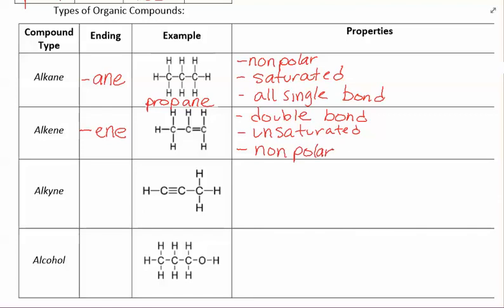So nonpolar, again, the electrons are being shared pretty equally throughout. This one still has 3 carbons, so it uses the prefix prop. And now we have the ENE, so it becomes propene. So we have propane, propene, just like we have alkanes and alkenes.